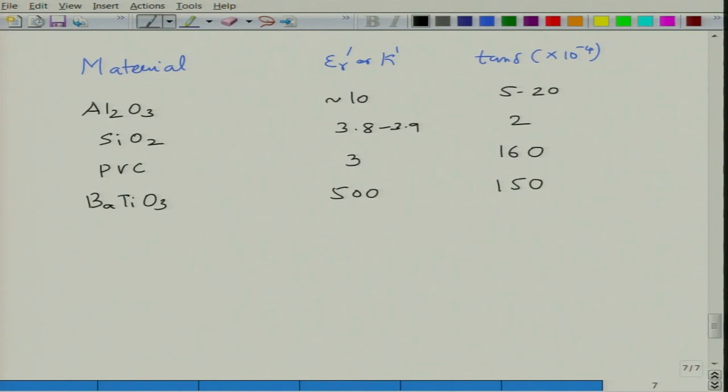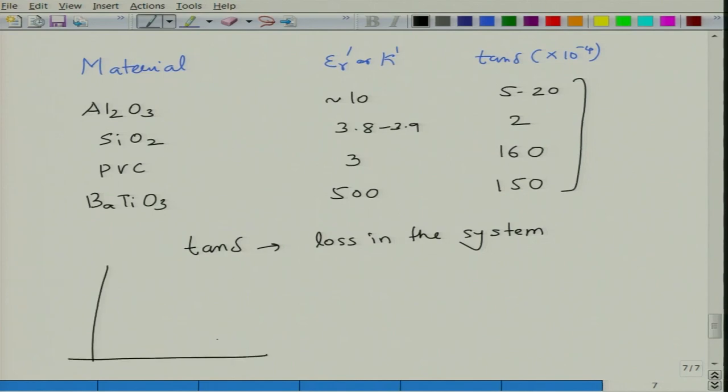In general, what you will see is that the more defects in the material, the more the tan delta will be. So tan delta basically is loss in the system. Essentially in the phasor diagram as we drew, if this is your V, and this is let's say your IT, the more this angle delta is, the higher the loss current will be, and correspondingly your IC will reduce in number. So basically this represents loss in the system.